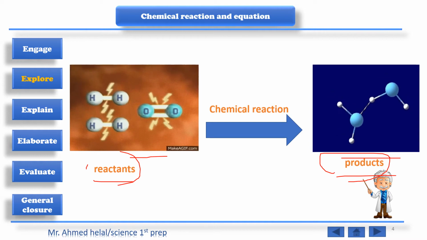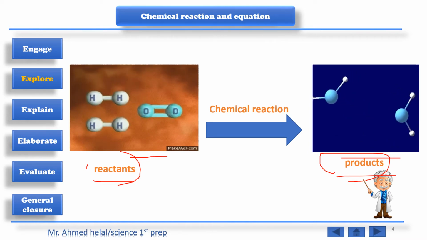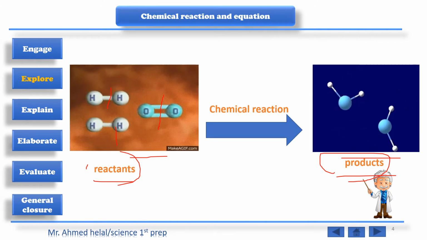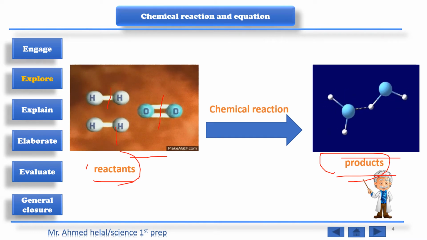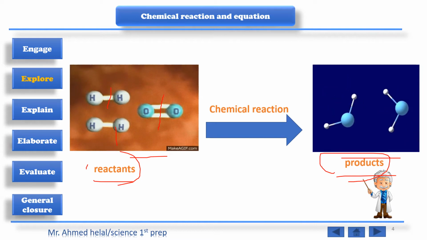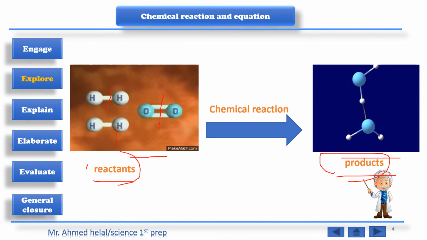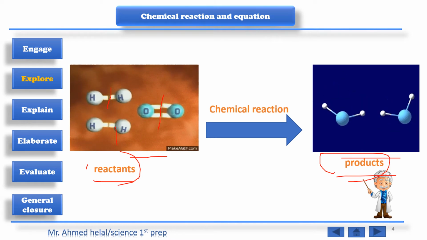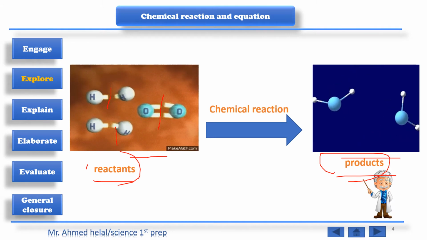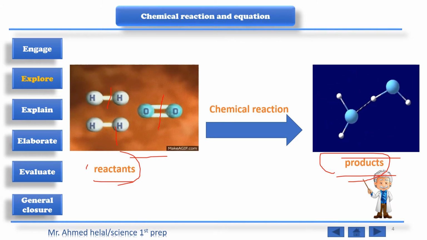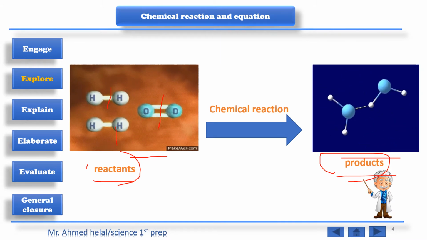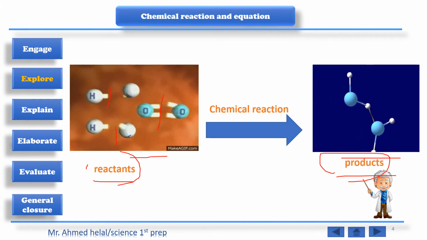How does the chemical reaction happen? Look here. This is breaking of bonds between the reactants molecules. And here, forming new bonds between the products molecules. Here we have two hydrogen molecules and one oxygen molecule. This is breaking the bonds between the molecules of reactants and forming two H2O molecules.